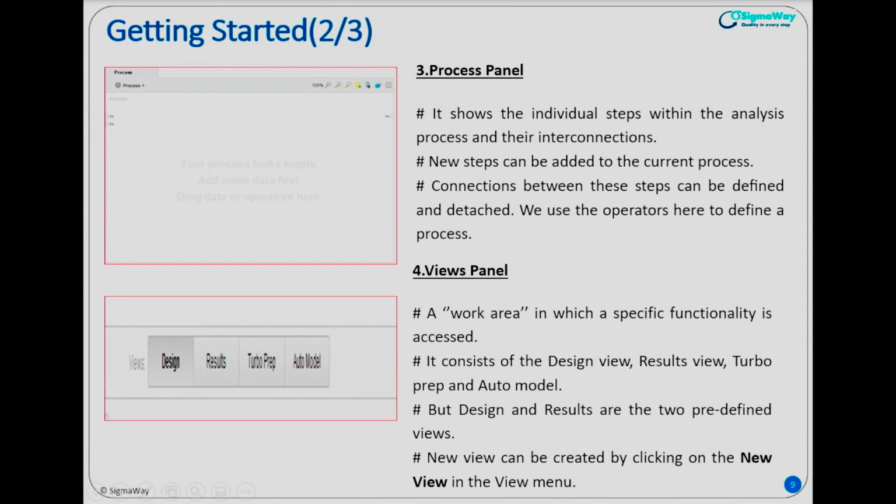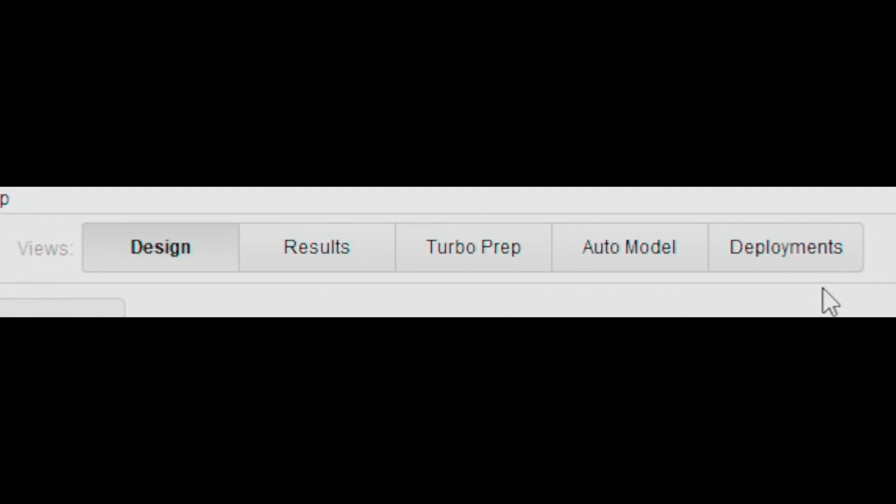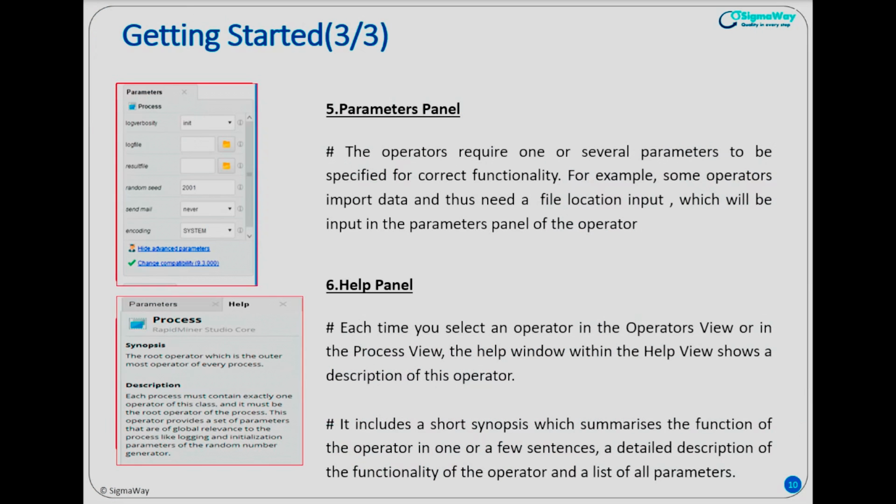The Views panel. The Views panel is a work area in which a specific functionality is accessed. It consists of Design View, Results View, Turbo Prep, and Auto Model. But the design and results are 2 predefined views. A new view can be created by clicking on the New View button in a View menu.